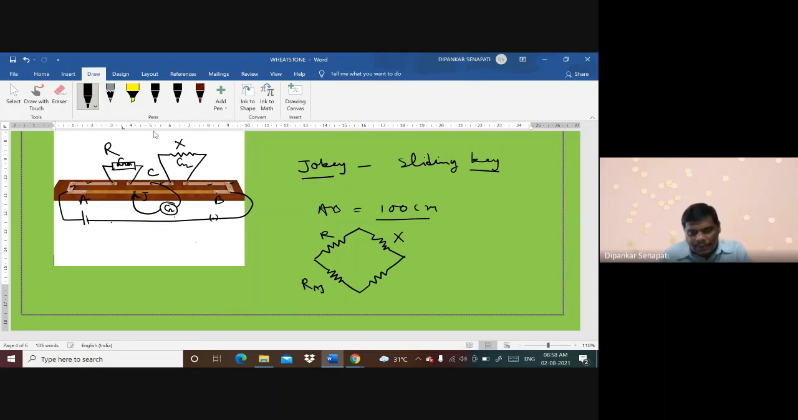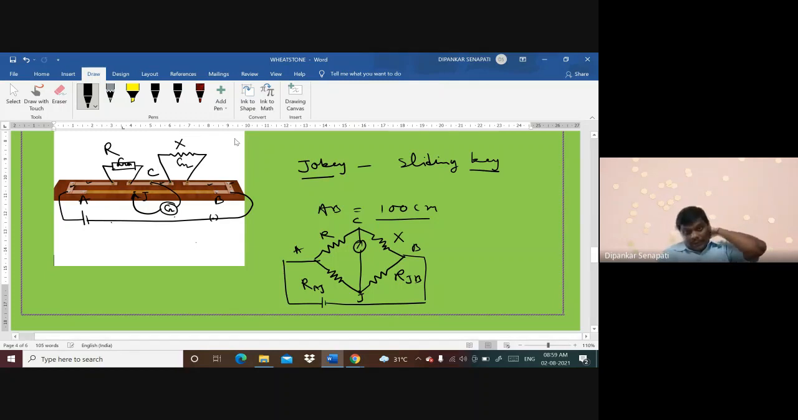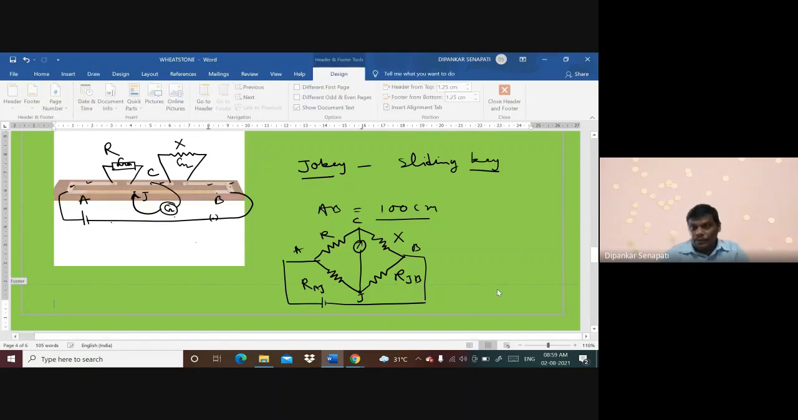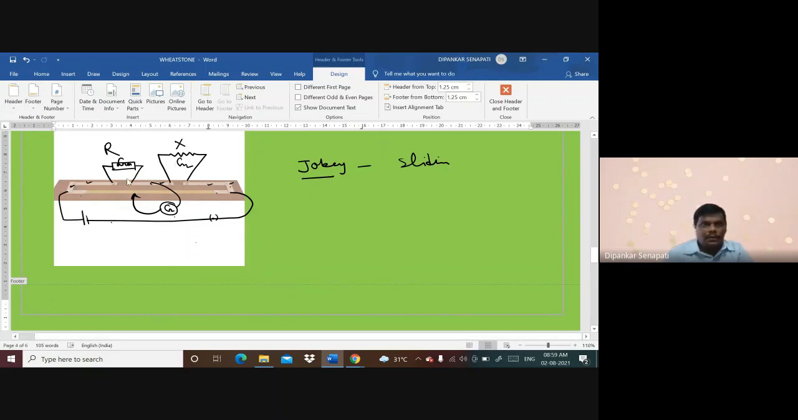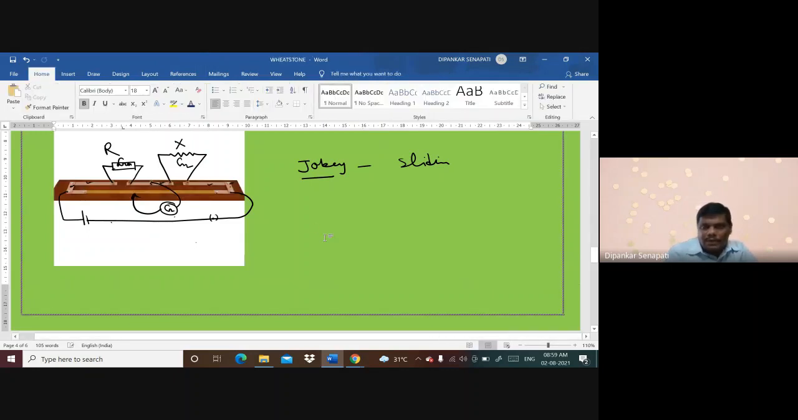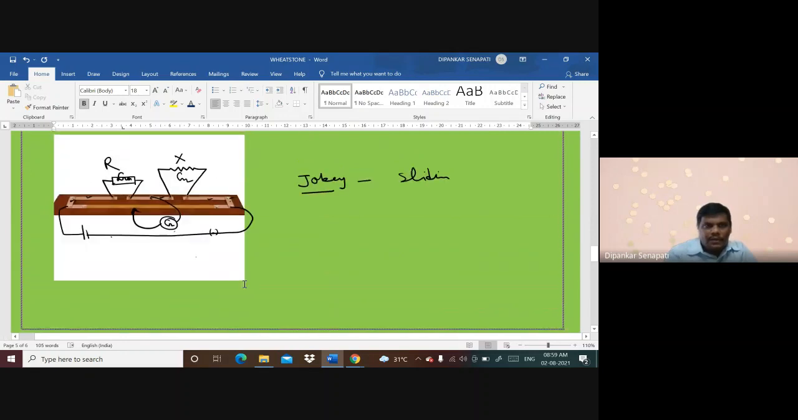And here is the resistance of the other part, R_JB. From A, C, B, and J, there is a power supply also, and from C to J there is a galvanometer, so it takes the form of a Wheatstone bridge. Now we are not varying anything from the resistance box. What we will do is slide the key to adjust the resistance.